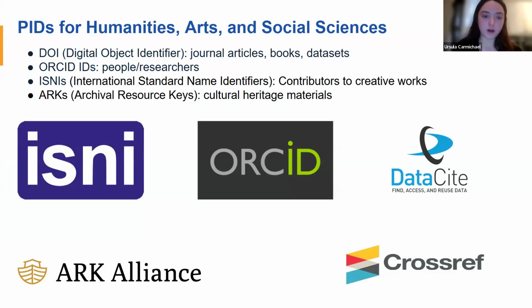There are also ISNIs, which are used to identify individuals and organizations involved in creative activities. So this could be particularly relevant for humanities and arts, social sciences, because they can distinguish creators with similar names and they support various forms of authorship, from books to exhibitions. They can also be used for pseudonyms, stage names, etc. And then finally, we have ARKs, archival resource keys, which are identifiers often used by libraries and museums for cultural heritage items. So these PIDs really support unique and persistent identification of items in the collections of GLAM institutions. Next slide, please, Kayla.